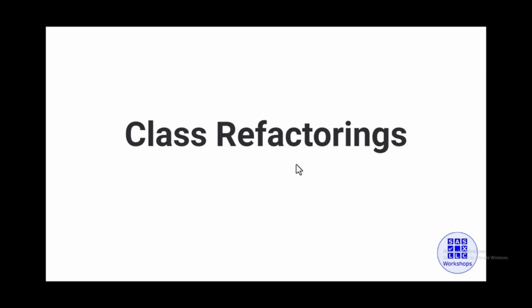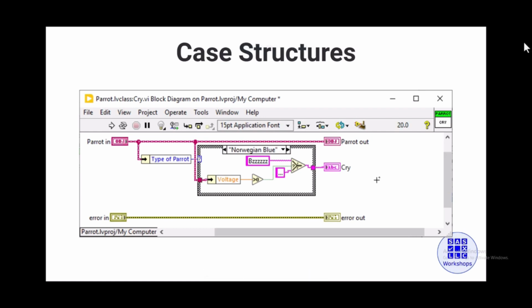Okay, so let's talk about some class refactorings. We're going to start out by looking at a project that has a class, and inside that class we have an enum typedef, and inside each of the methods of that class we have a case structure that's driven by that enum. And we're going to learn how to replace that with dynamic dispatch.